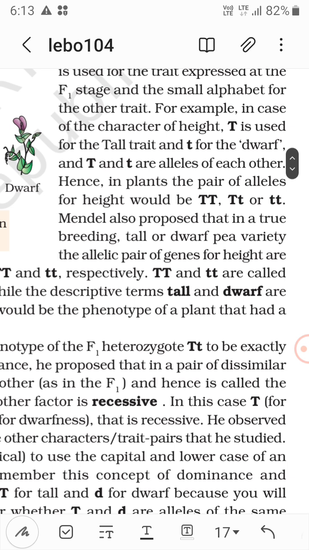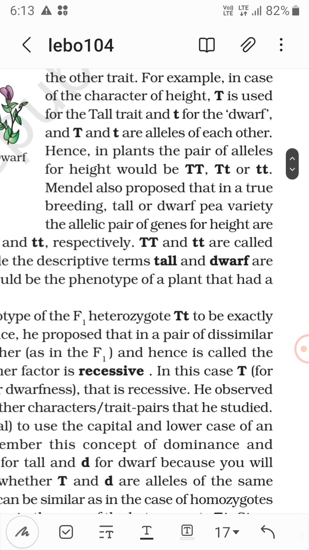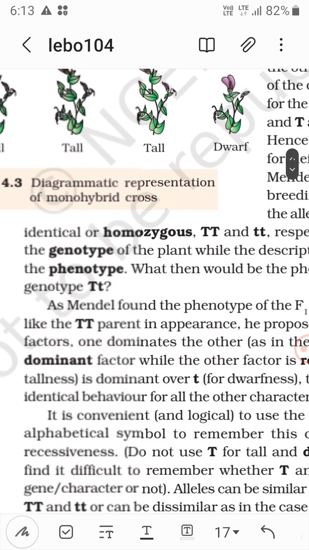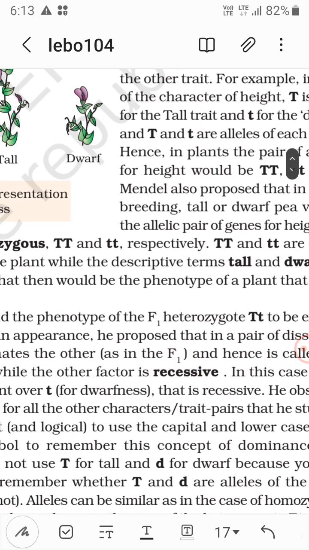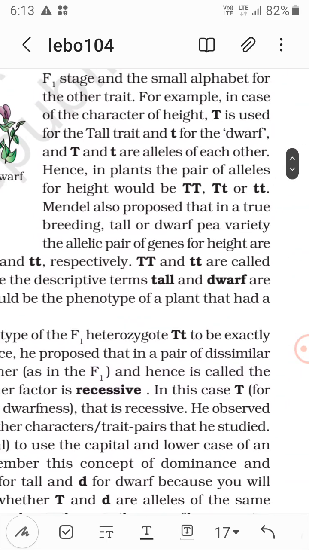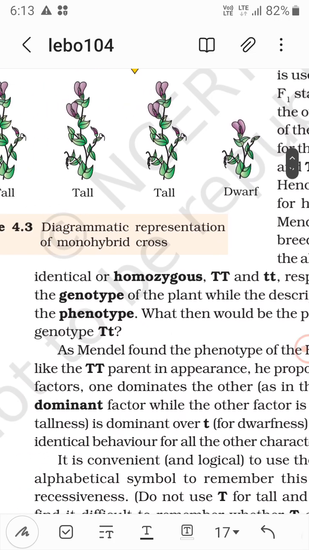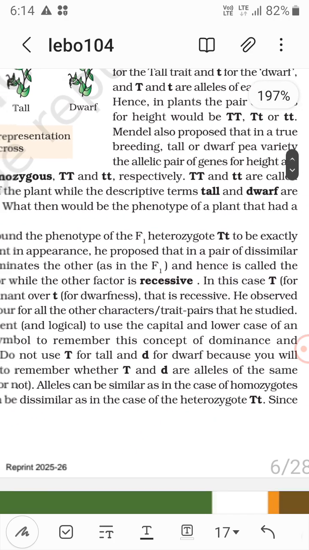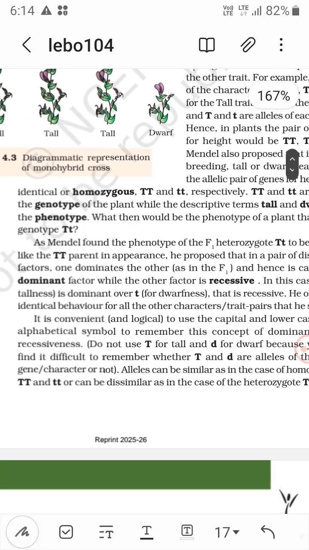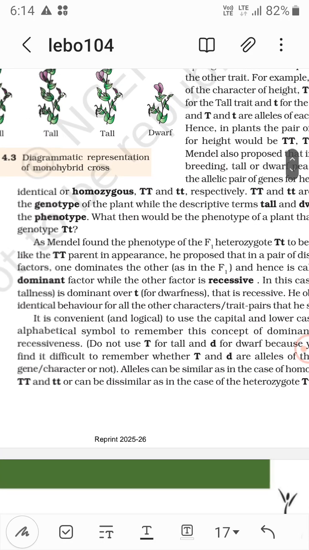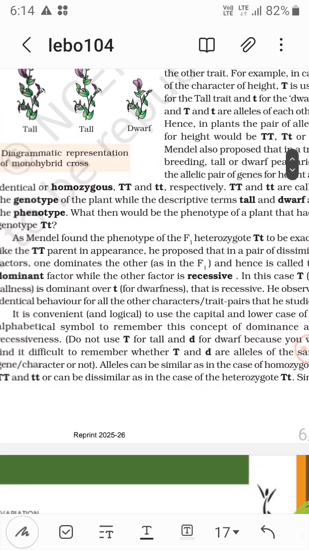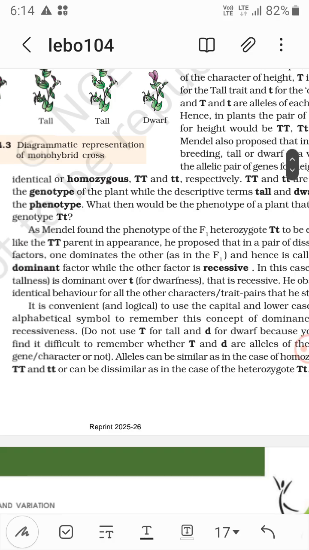Mendel also proposed that in a true breeding tall or dwarf pea variety, the allelic pair of genes for height are identical, or homozygous, that is capital T capital T or small t small t respectively. Now capital T and small t are called the genotype of the plant, while the descriptive terms tall or dwarf are the phenotype.